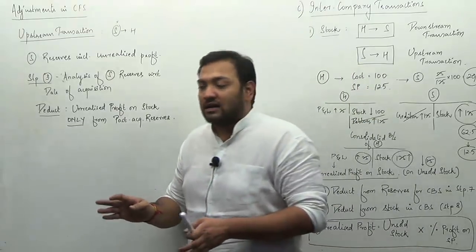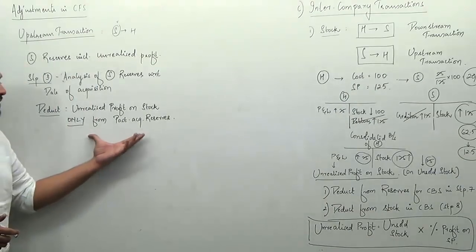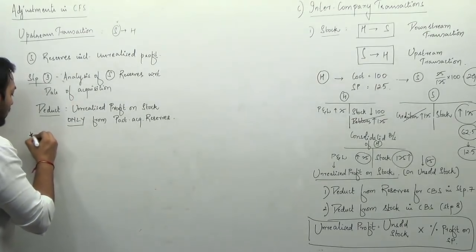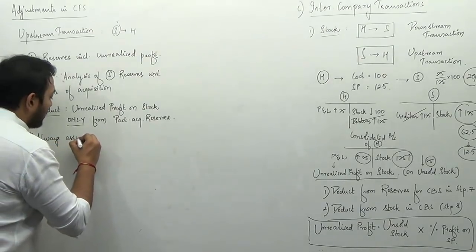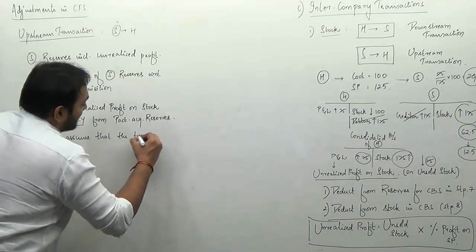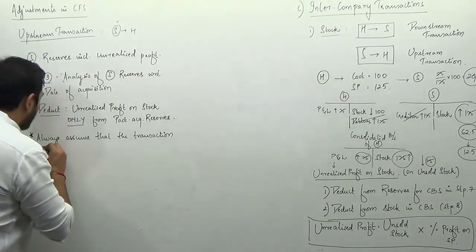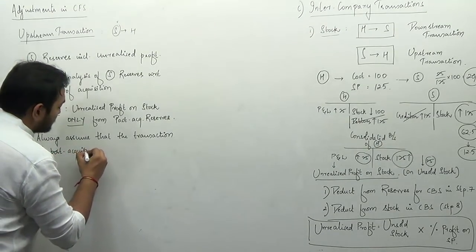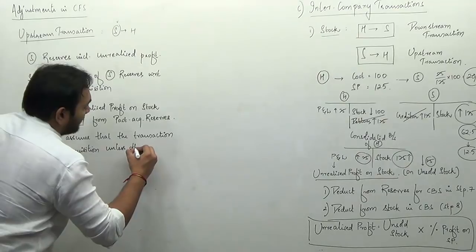So always we'll assume that a transaction is after the date of acquisition itself. If after the date of acquisition it is there, then my adjustment goes on like this. Got it? So, always assume that the transaction is post-acquisition, unless otherwise specified.